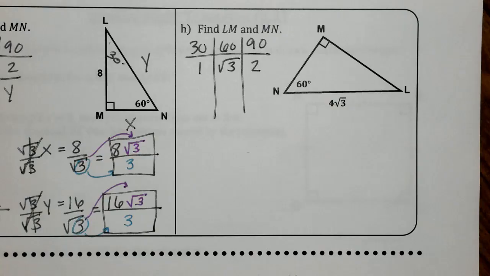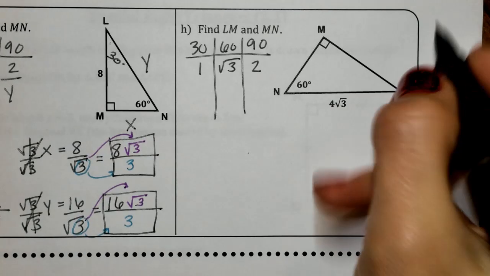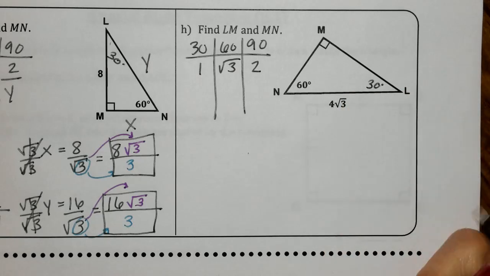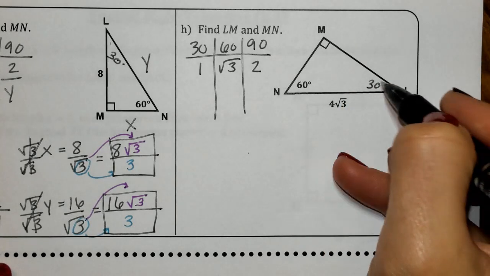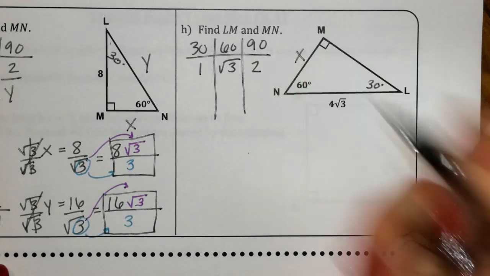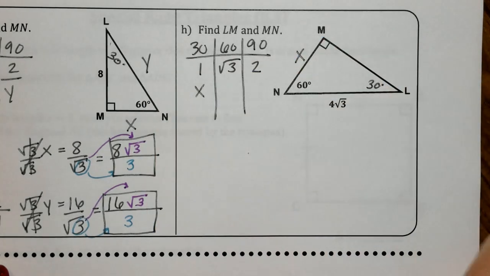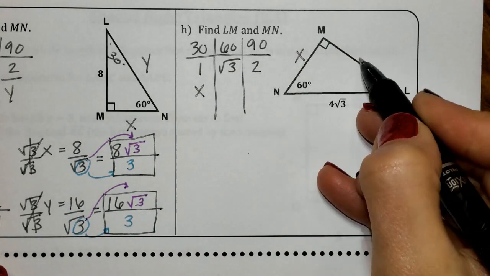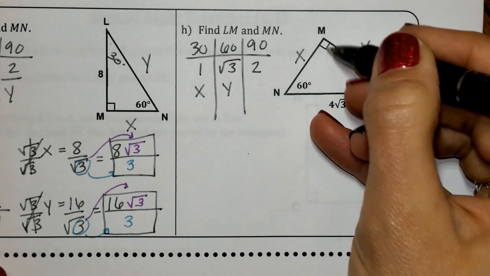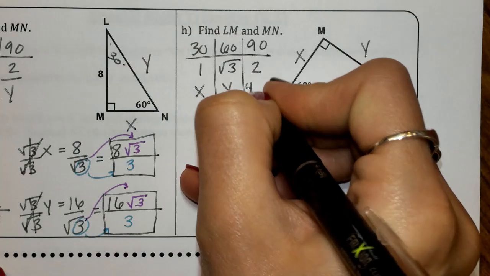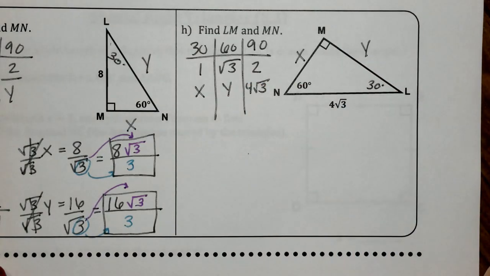All right, take a moment and pause and put the table in. Again, this one, they gave us the 60 degree. We need to know automatically the other small angle, the smallest angle is the 30. And we're looking for across from the 30. We'll label that as x. So x will go in the 30 column. Across from the 60, we'll label y. Place that in the 60 column. Across from the 90 is 4 square root of 3. Place it in the 90 column.